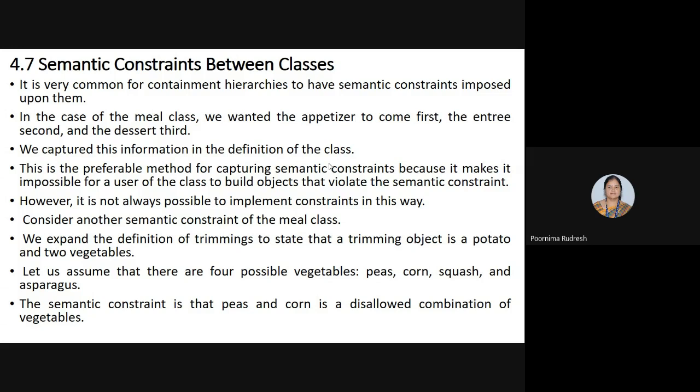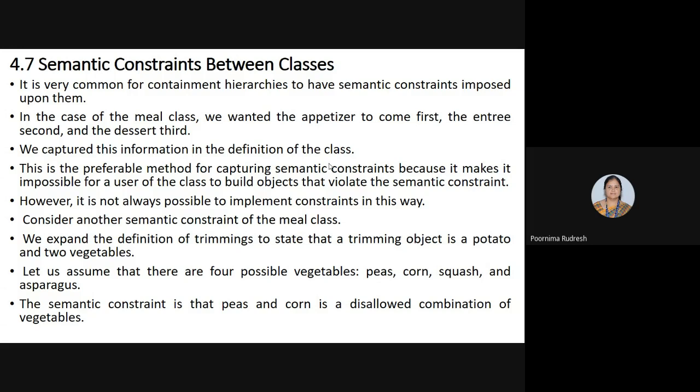Means here we want the appetizer first, entry second, then dessert third, and we are capturing the information while defining the class, right? But it is not always possible when we are defining the class and capturing the information.